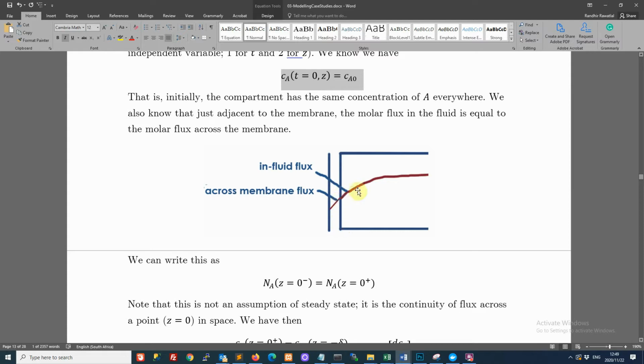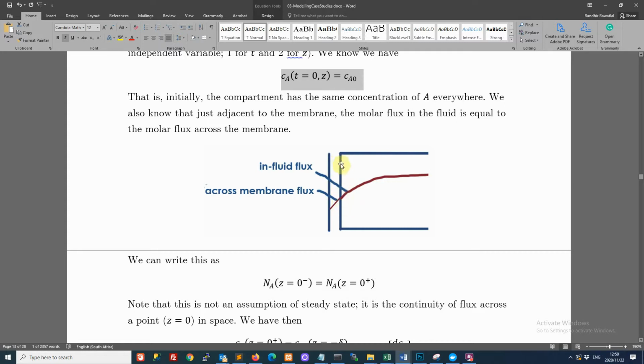So to the right, which is z equals 0 plus, just past 0, there's a certain flux into the compartment, and then just to the left, which is z equals 0 minus, there's also a certain flux, and we know that's the flux through the membrane. Now, the space we are writing this over is this edge. It's not the membrane. The membrane is this whole thickness here. So we are just talking about the right face.